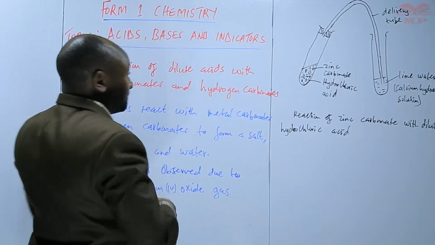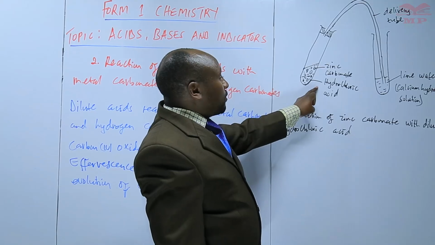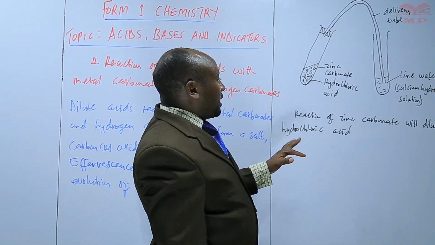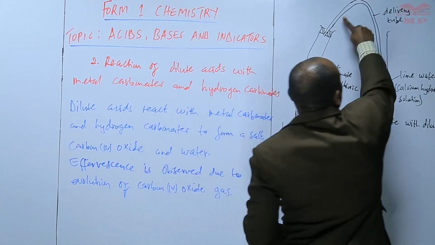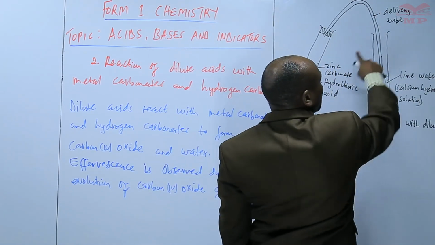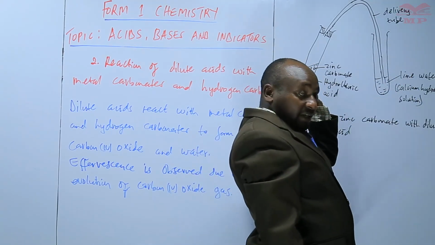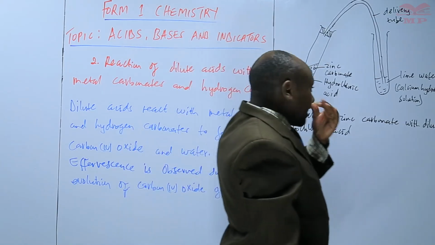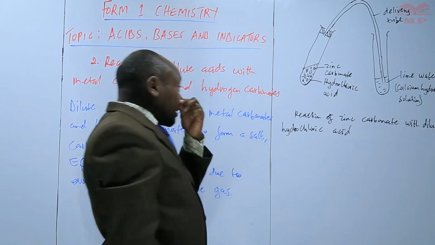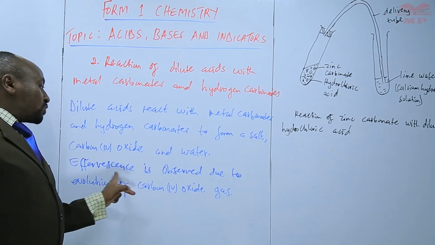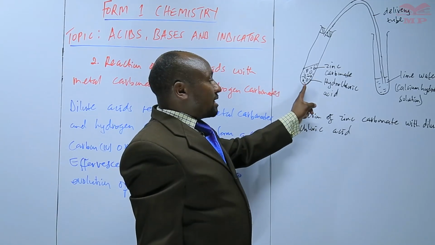So we have a diagram showing the reaction of zinc carbonate with dilute hydrochloric acid, and the reaction is taking place. Then we are connecting a delivery tube that is going into another test tube that contains lime water. Lime water is also known as calcium hydroxide solution. In this reaction, effervescence will be observed because there will be formation of carbon 4 oxide gas here.